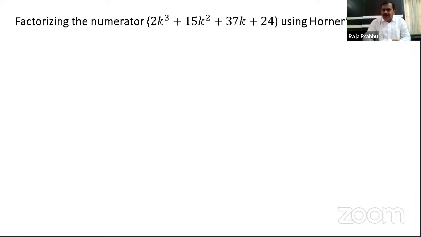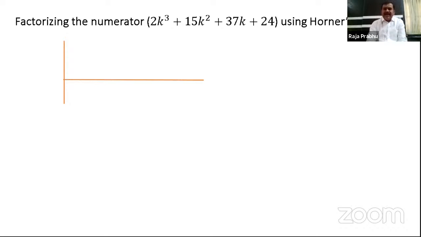Therefore, k is equal to minus 1 will be one of the zeros of this polynomial, or we can say k plus 1 will be a factor of this polynomial, that you have to identify orally. This is very much essential to know. So after the identification of one of the factors, that is k plus 1 is a factor of this, then you go to the next step.